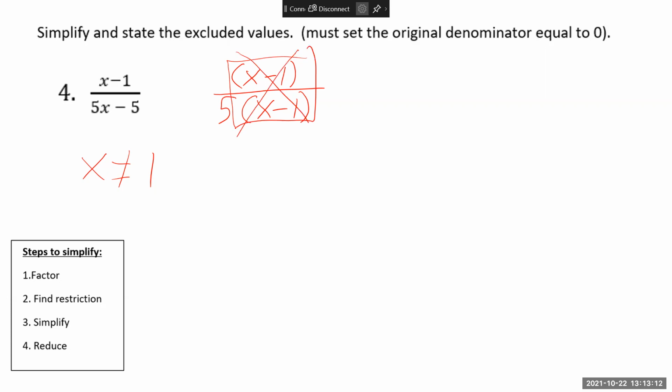Does that make sense? That whole piece reduces to 1 because, again, I was able to do the entire block, x minus 1 over x minus 1. So this leaves me with 1 over 5. Okay? Are we good there? So there's my answer. Here's my excluded value. Let's do another one.